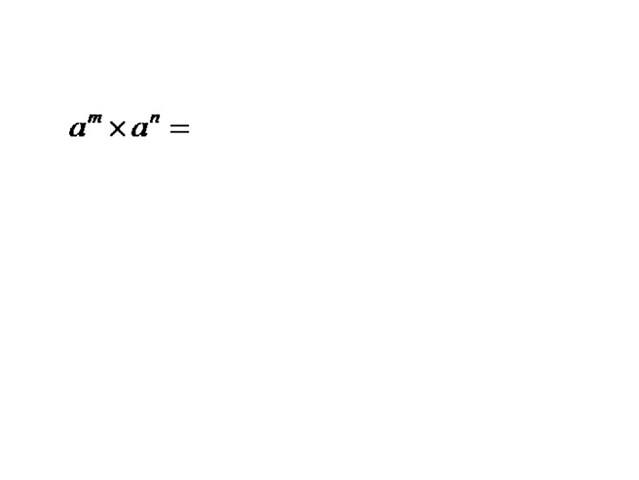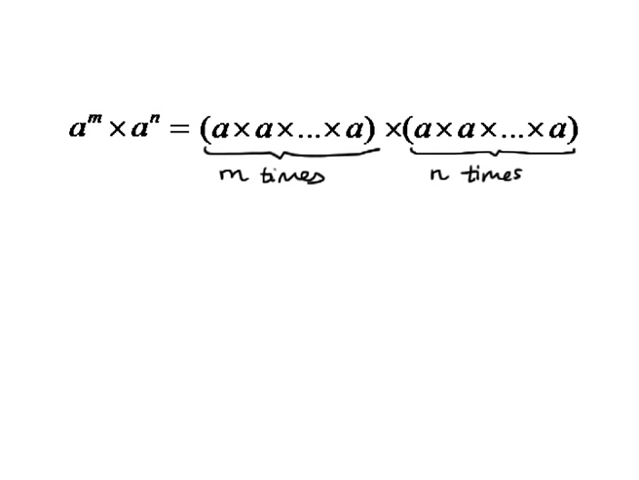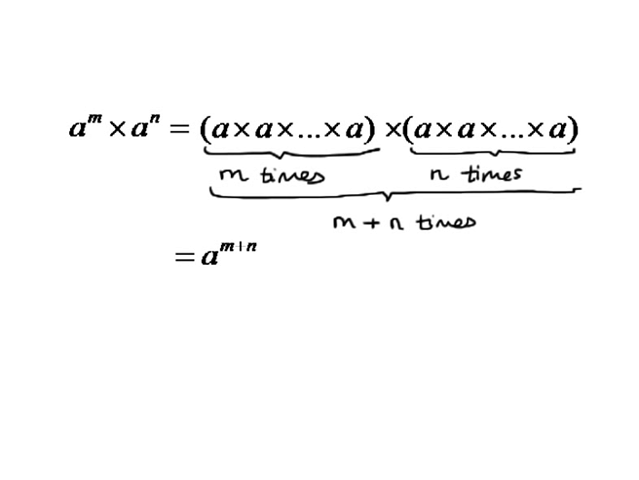Suppose we have a number a raised to the power of m, and we multiply it by that same number a to the power of n. That would be a times a, m times, multiplied by a times a, n times. So in total, that would just be a times a, m plus n times, or a to the m plus n. So, for example, a to the 6 times a to the 3 would be a to the 6 plus 3, or a to the 9.